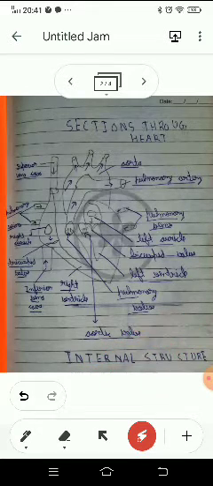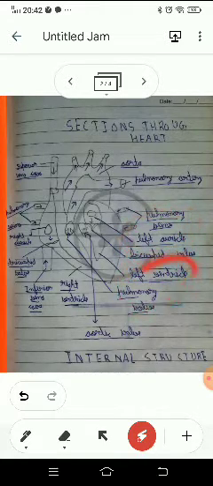Now I will discuss valves. See friends, in this diagram, for example, this is your tricuspid valve over here and this is your bicuspid valve over here. There are two more valves but I have not drawn them in this diagram. Now the tricuspid valve is present between the right auricle and right ventricle, and the bicuspid valve is present between the left auricle and left ventricle.